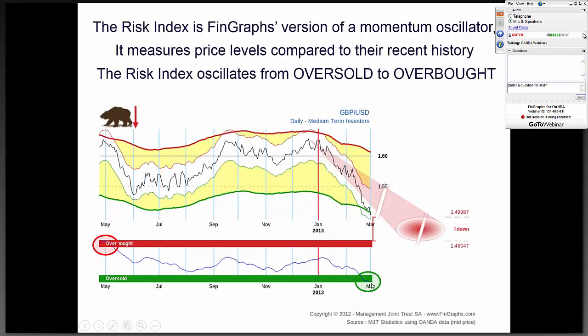The risk index is FinGraphs' version of a momentum oscillator. It measures price levels compared to their recent history. The risk index oscillates from oversold to overbought and from overbought to oversold. It is parametered to be synchronized with the standard deviation envelopes and market stress, and hence serves as a confirmation for these exaggeration points.